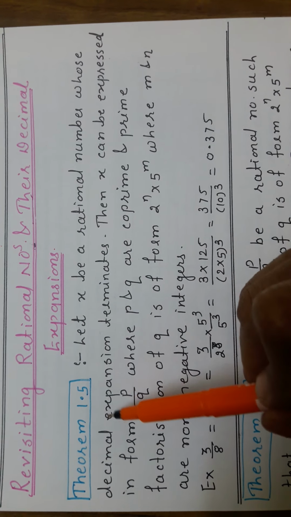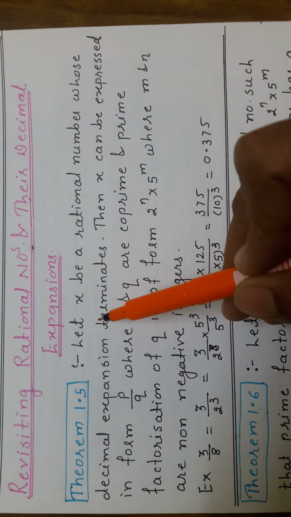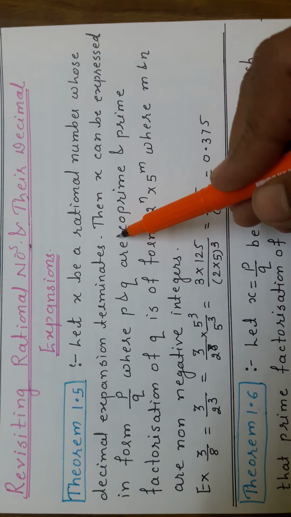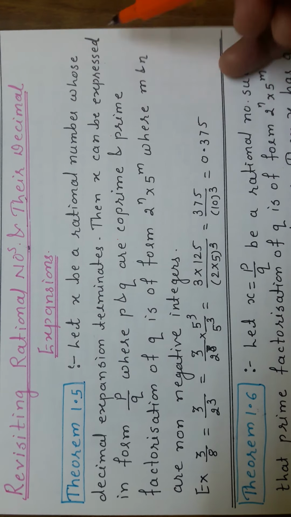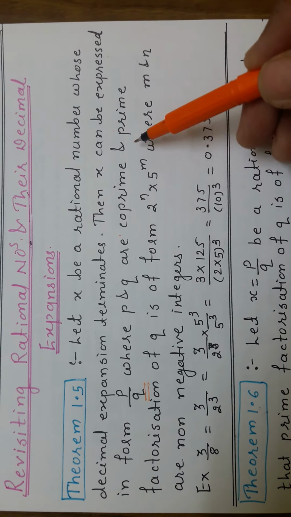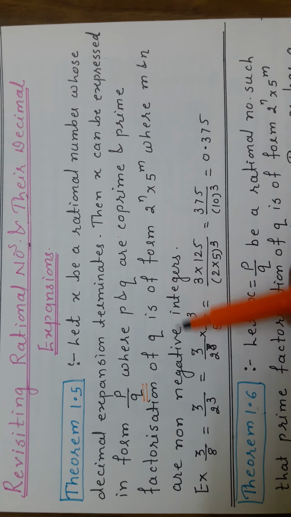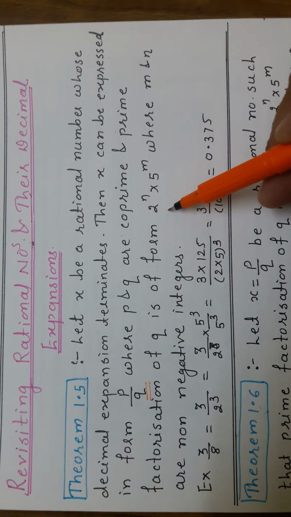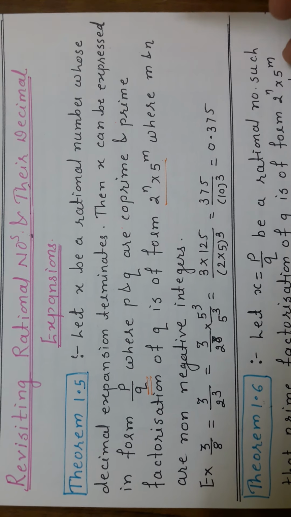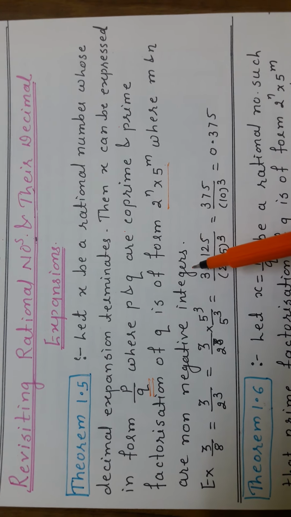Let's see theorem 1.5. Let x be a rational number whose decimal expansion terminates. Then x can be expressed in the form p by q, where p and q are co-prime and the prime factorization of q is of the form 2 raised to the power n into 5 raised to the power m, where m and n are non-negative integers.